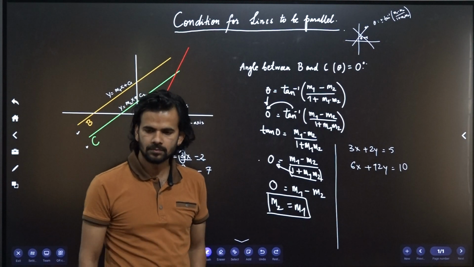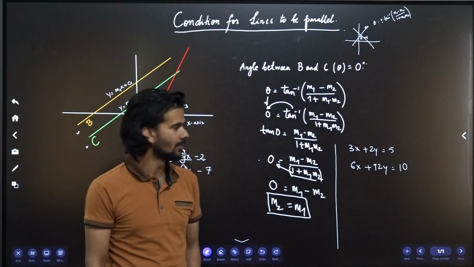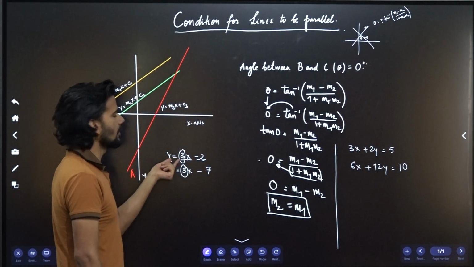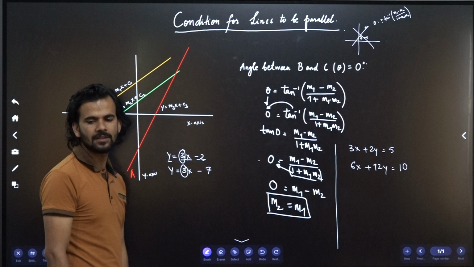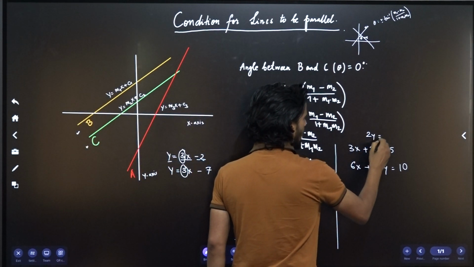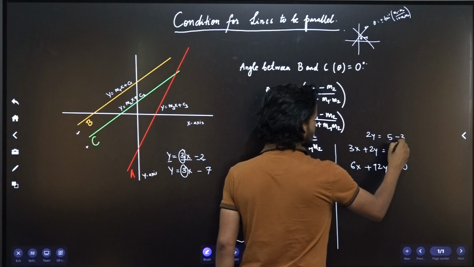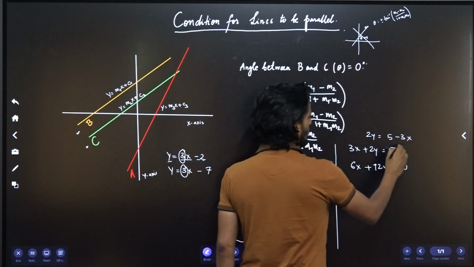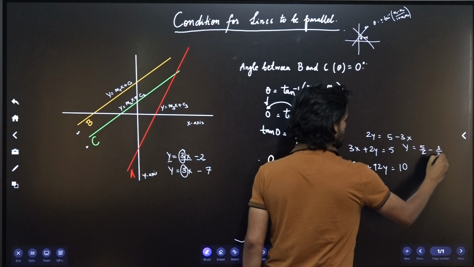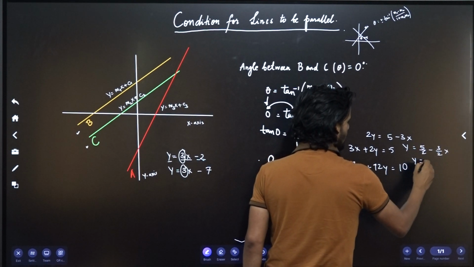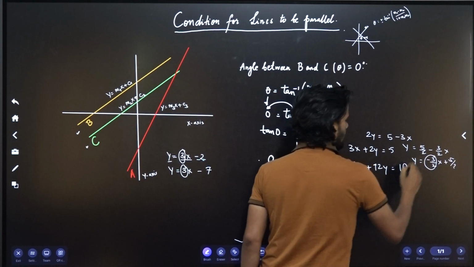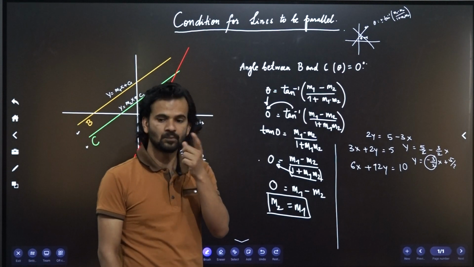What's the slope of the first line? Is it 3? Wrong. You have to always change it to the form y equals mx plus c. 2y equals 5 minus 3x, and y equals 5 divided by 2 minus 3 divided by 2 x. That is to say, y equals minus 3 by 2 x plus 5 by 2. The slope is minus 3 by 2.